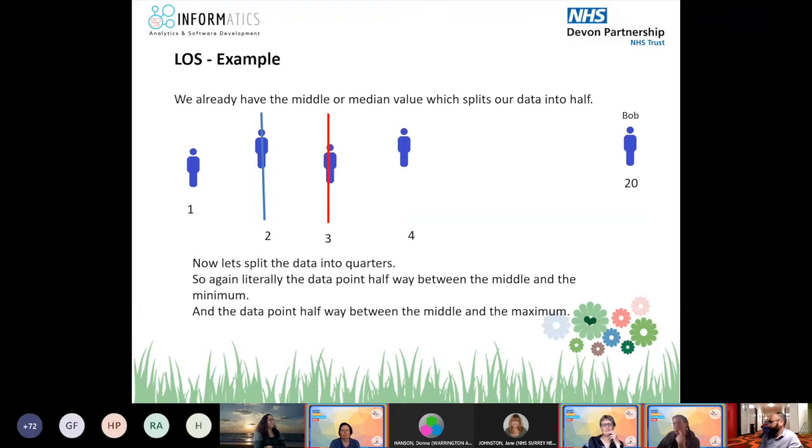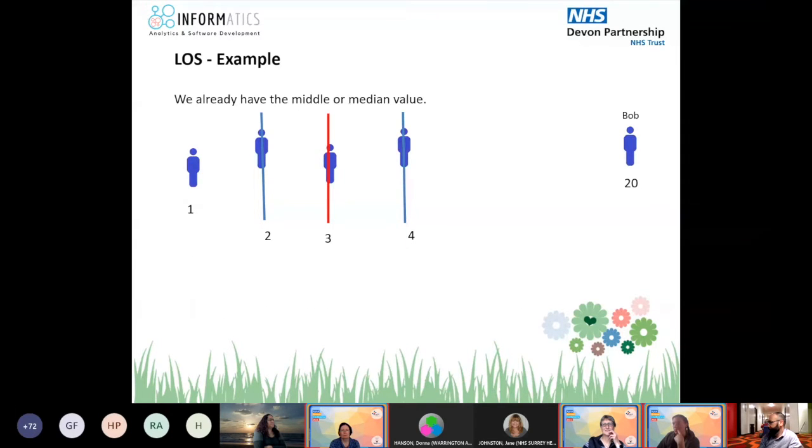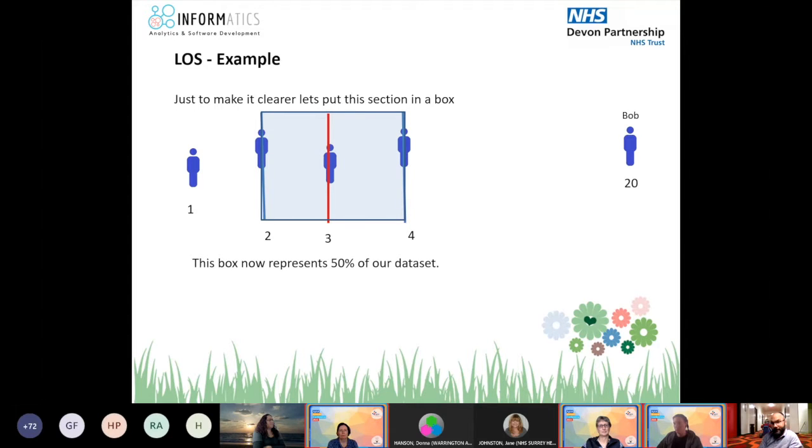And we put one in there. So we have the line halfway between the minimum and the median, which is called the first quartile, and a line halfway between the median and the maximum, which is called the third quartile. Basically, to make it a little bit clearer, we put that section in a box. That now represents 50% of our data set. So we know that half our data set fits within that box.